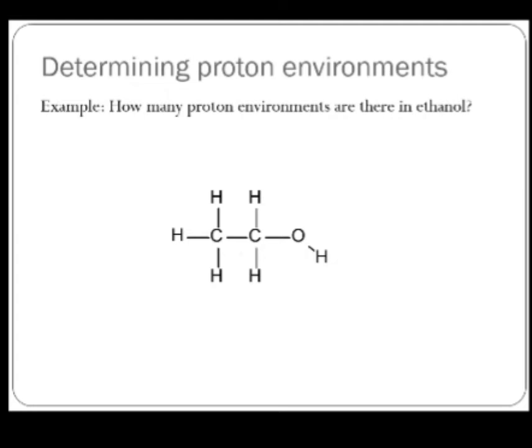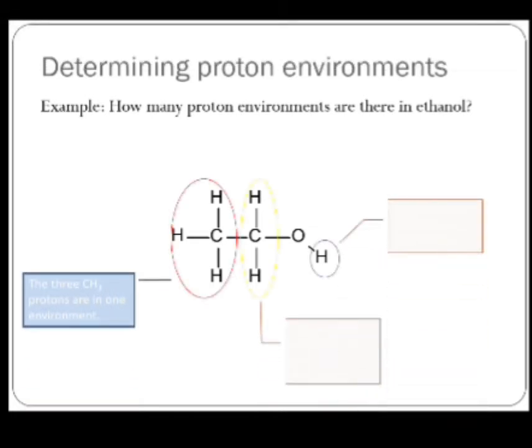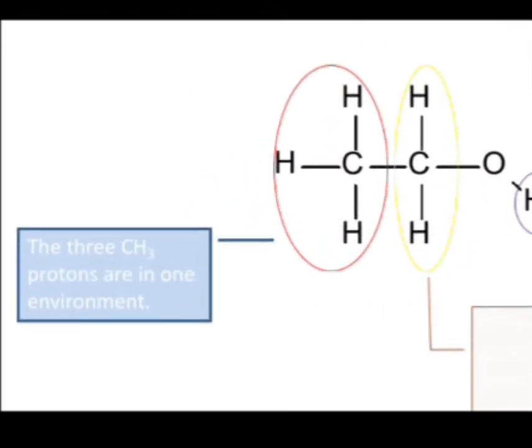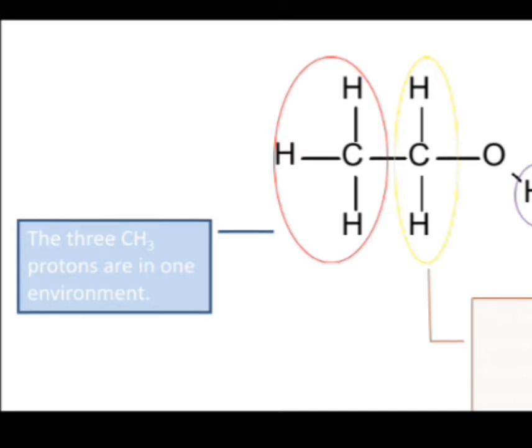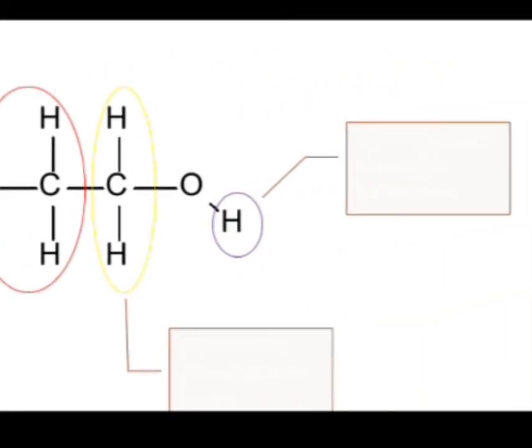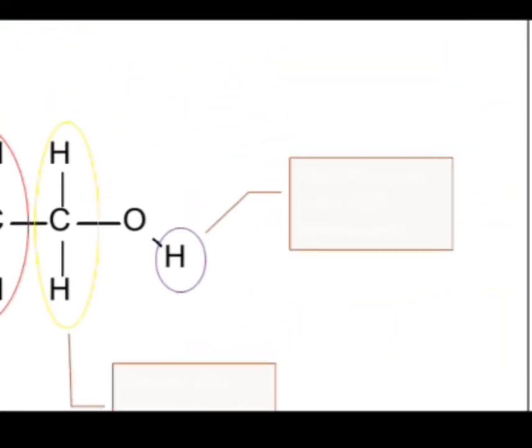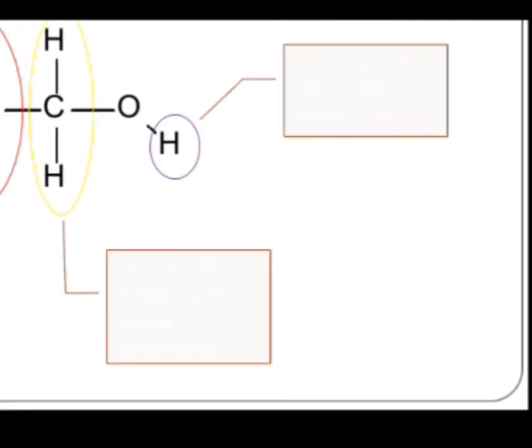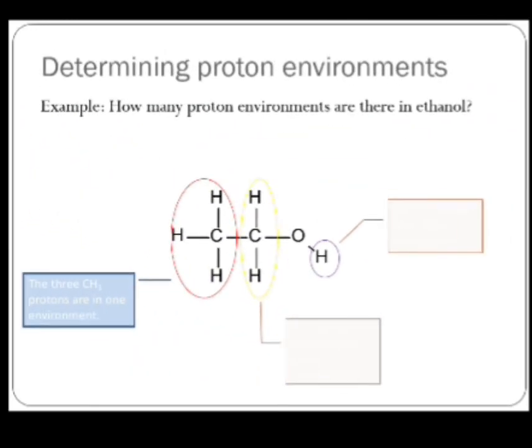So friends, understanding the environment of protons is very important. How many proton environments are there in ethanol? Now look. There are 3 proton environments. The 3 methyl, meaning CH3, protons are in one environment. The 2 methylene protons are in one environment and the 1 hydroxy group proton is in one environment.